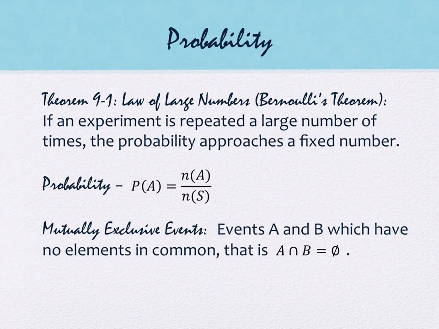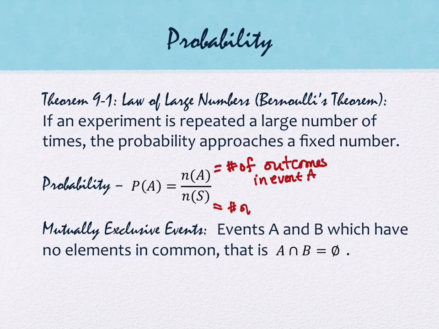Probability is calculated like this, though. It's the number of ways that your event can happen, like your event A. That's what's on top. That N of A means number of ways, or the number of outcomes in event A. And down here, this is the number of total outcomes.